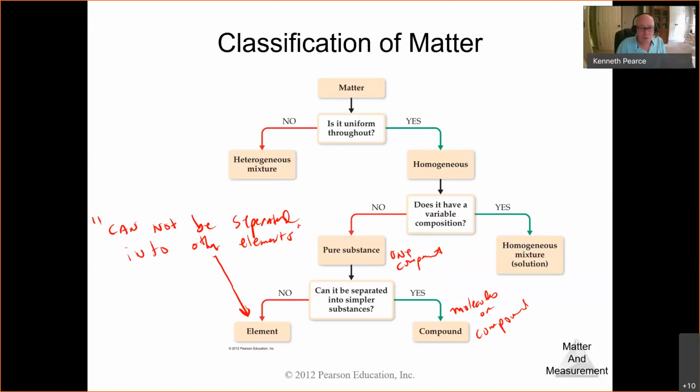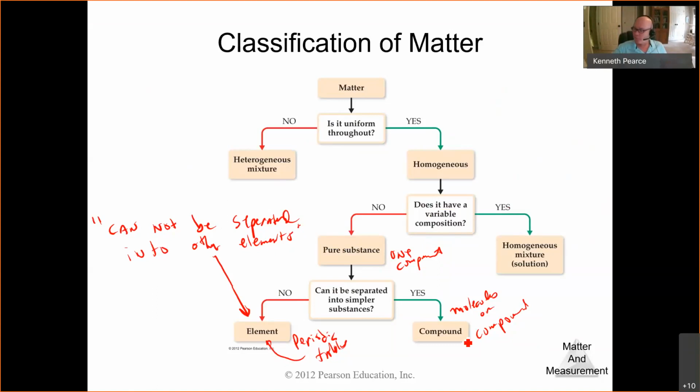Where do you find elements? You find them on the periodic table. That's where you find elements. If you have carbon, it's carbon. If you have oxygen, it's just oxygen. Compounds, that's sodium chloride, that's glucose, that's copper(I) sulfide. That's all these things, okay?